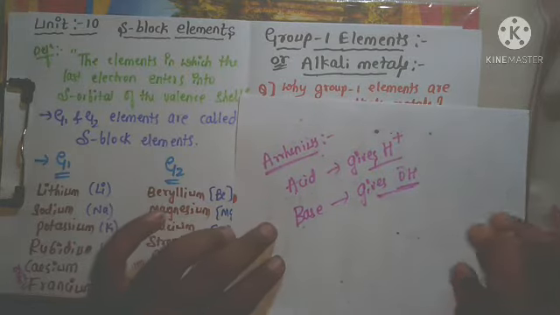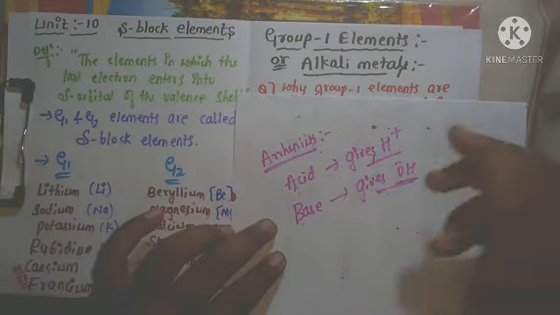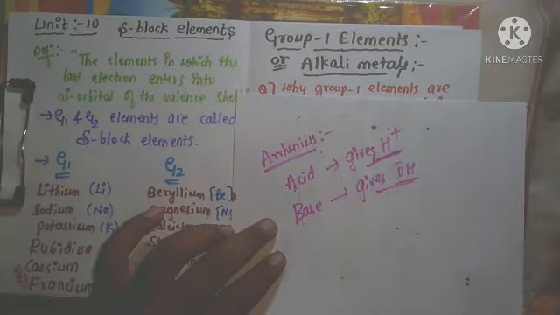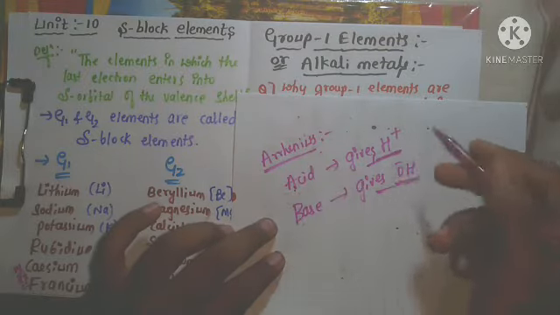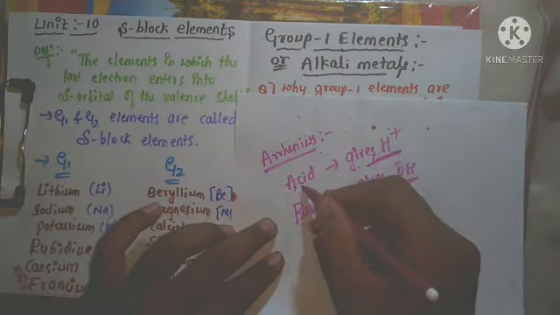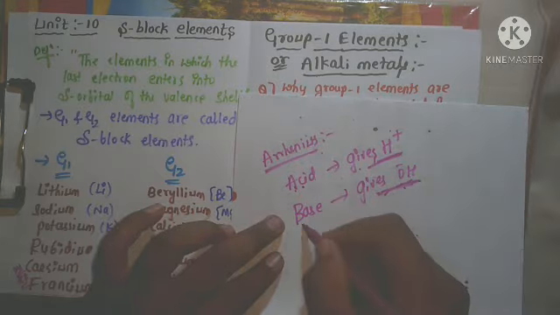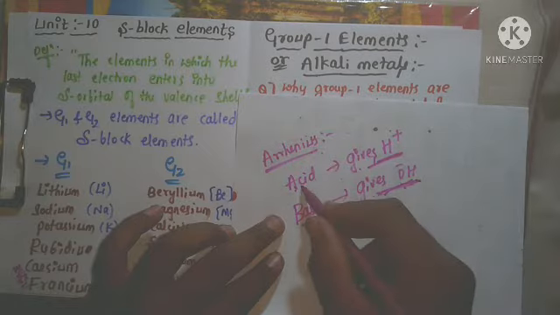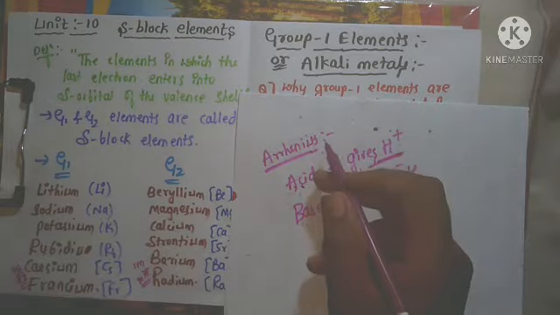It means if a substance is added into water, undergoes ionization and gives H plus ions, then it is called an acid. After ionization, if it gives OH minus ions, that is called a base. Base means the one which gives OH minus, acid means the one which gives H plus. According to the Arrhenius concept for acids and bases.